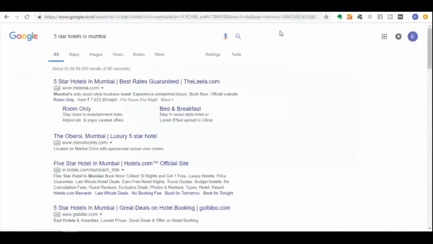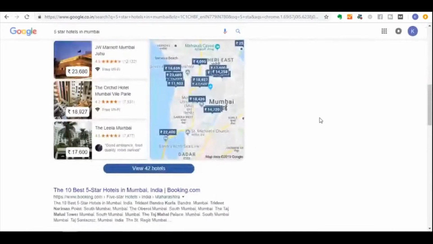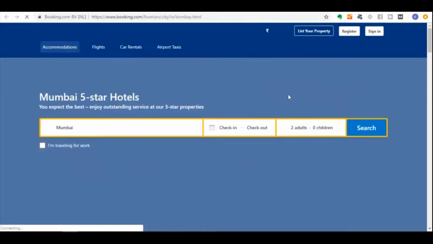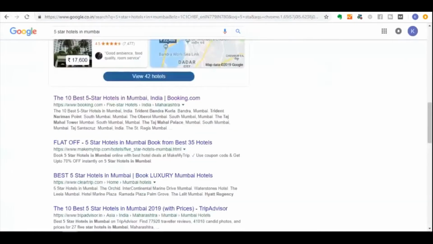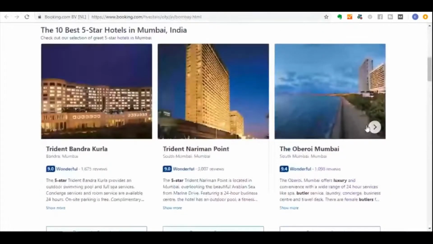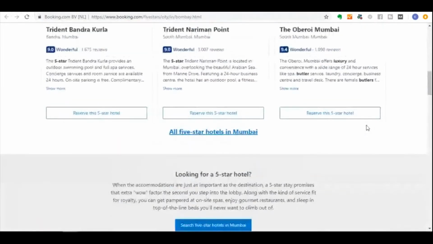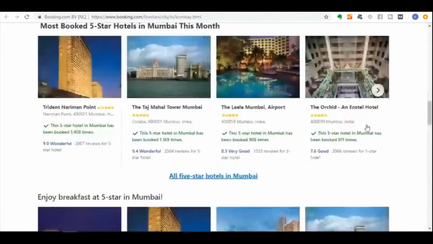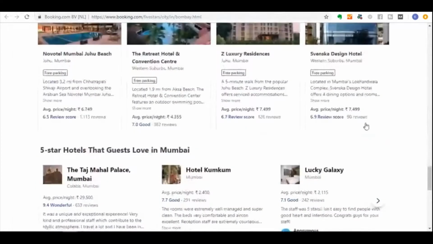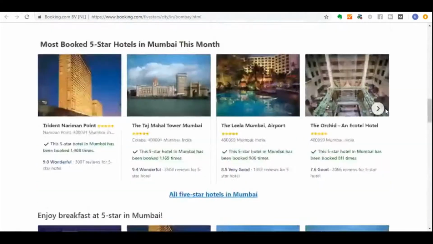The first example to make the point is if you search five-star hotels in Mumbai, and you see the first result. If you click on this, let's look at this page. The query is five-star hotels in Mumbai, and on this page you will see that this is a list of all the five-star hotels in Mumbai. There could be various filters here, but essentially it's a list.